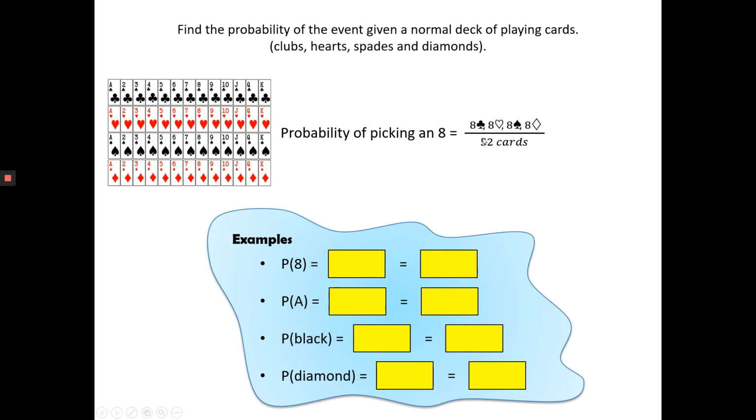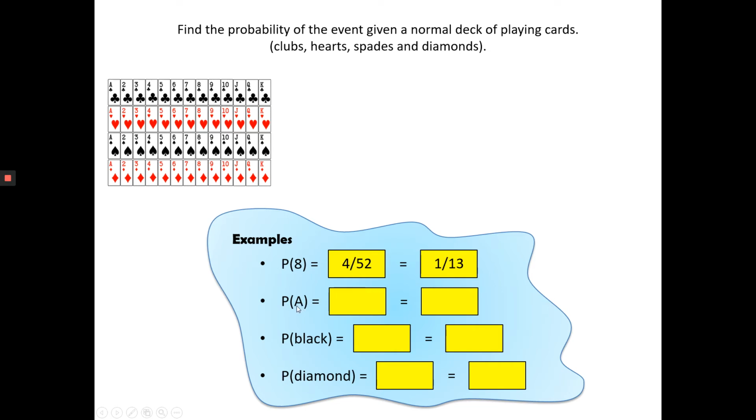So out of all 52 cards, there's 1, 2, 3, 4 that would be perfect for us to pull, because those are the ones that we're trying to figure out. So 4 out of 52 would be the probability of this happening. So 4 out of 52 would go here. And since it's an equal sign and a box here, that means it can be simplified. So that simplifies to 1/13.